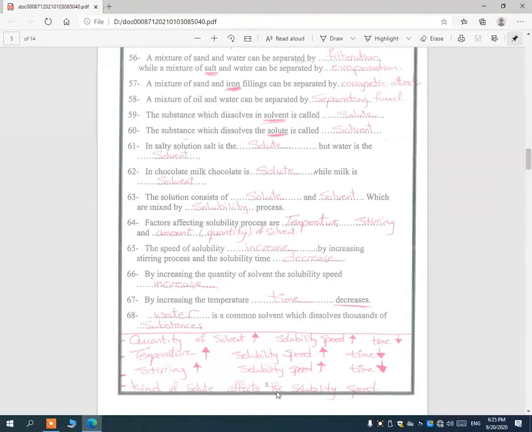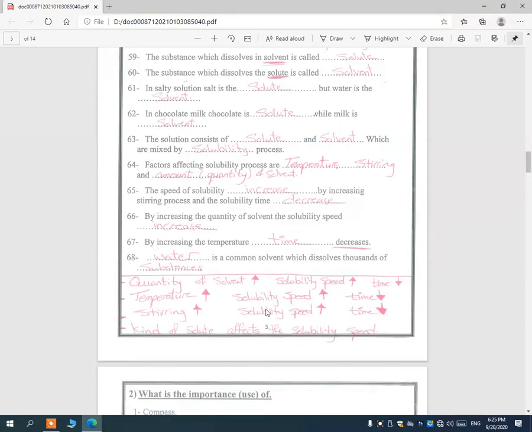The kind of solute affects the solubility speed. The kind or type of the solute affects the solubility speed. Those are the 4 factors of the solution.